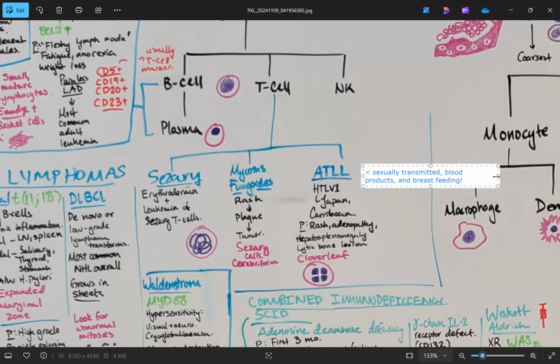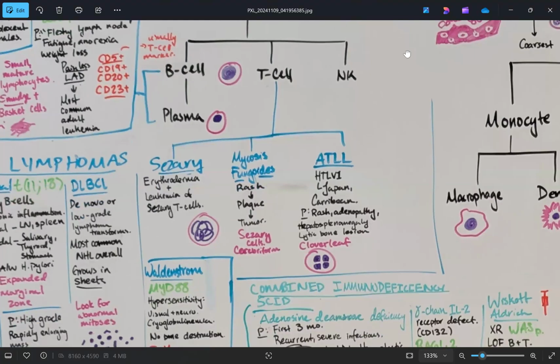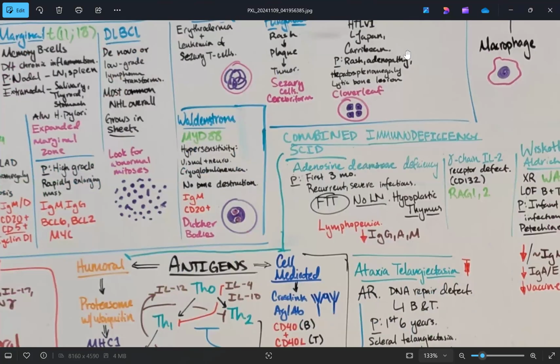For Waldenström, this one will be a mutation in MYD88. It's generally associated with hyperviscosity. You will present with visual and neuro changes as well as cryoglobulinemia, and you will have no bone destruction. You will have your IgM and CD20 that you look for on the labs, and then in the histology, you'll see Dutcher bodies, which you'll see inside of the nuclei.